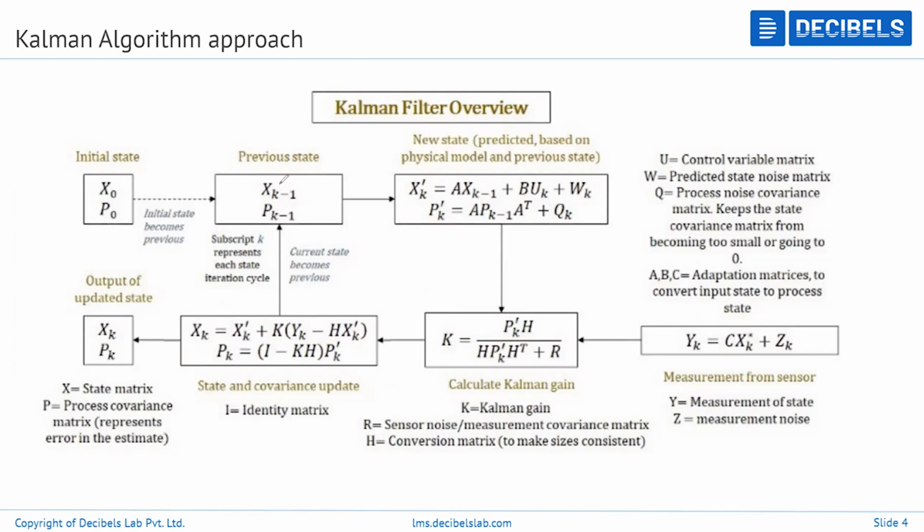So you might be confused about what the previous state and the initial state could be. When you are doing the first estimation, you have to initialize the state with some value, that is x of naught and p of naught. So for the first time, these initialized states will act as the previous state for the state predict.